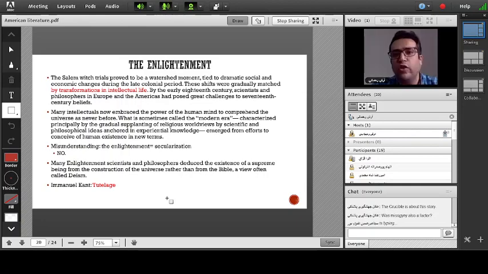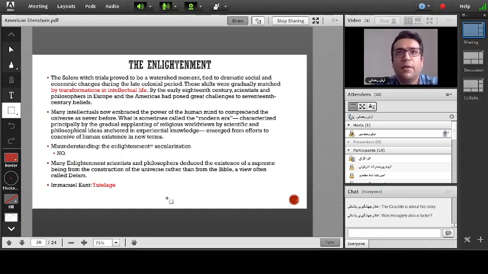The Age of Enlightenment was an influential European movement that also had its influence in the United States. Now, the reason why I'm talking about the Enlightenment is because of two things.